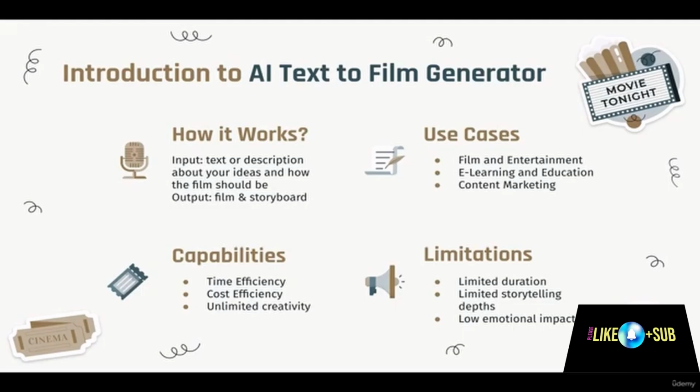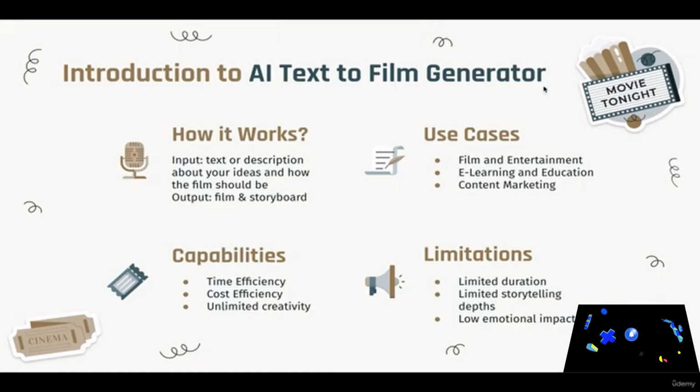Okay, so the first thing that you need to do is to ask yourself this question, how does it actually work? It takes one input, right? The input is going to be text or descriptions about your ideas and how the film should be. So you're just going to describe what film you want, what's going to be the topic, what's going to be the genre, right? Just explain a little bit about what you want, and the output is going to be a film or a storyboard. That sounds very exciting, right?